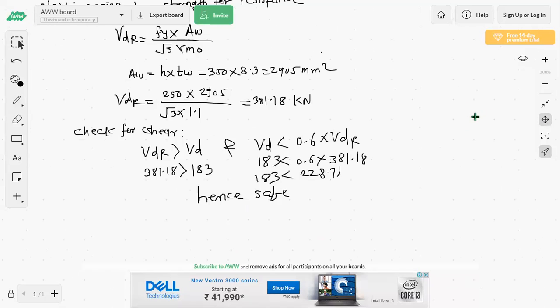It means the shear strength carried by ISHB 350 is more than the design shear force.